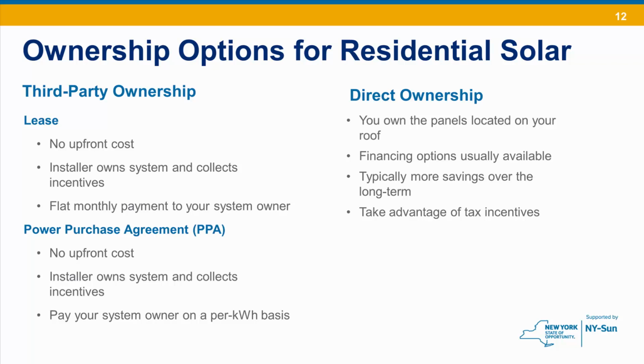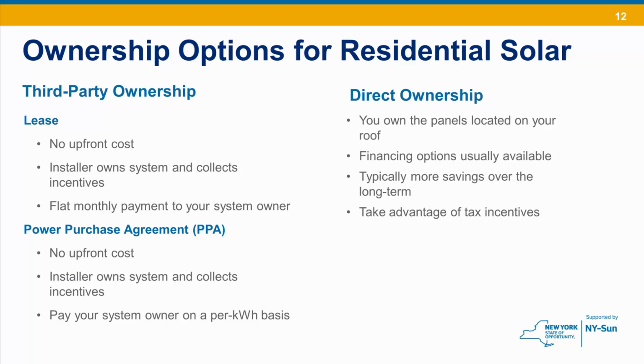In third-party ownership, the customer works with a solar developer. The solar developer finances and owns the project. The customer then enters into a contract with the developer. The contract entered into is usually either a lease agreement or a power purchase agreement, or PPA. With both a lease and a PPA, there is no upfront cost for the customer, and the installer owns the system and collects the incentives. The incentives are then passed on to the customer through a lower lease payment or PPA price.